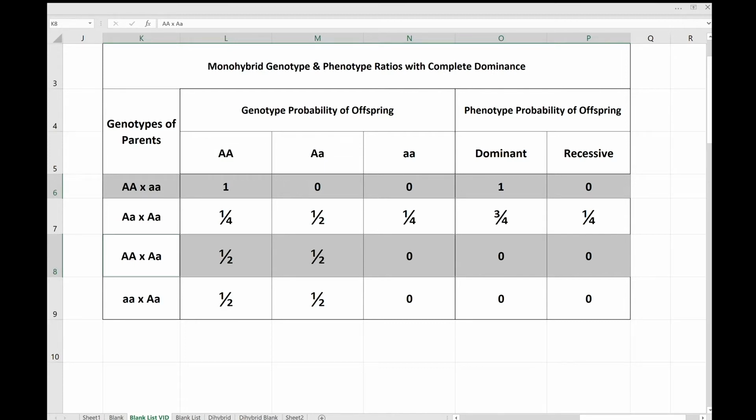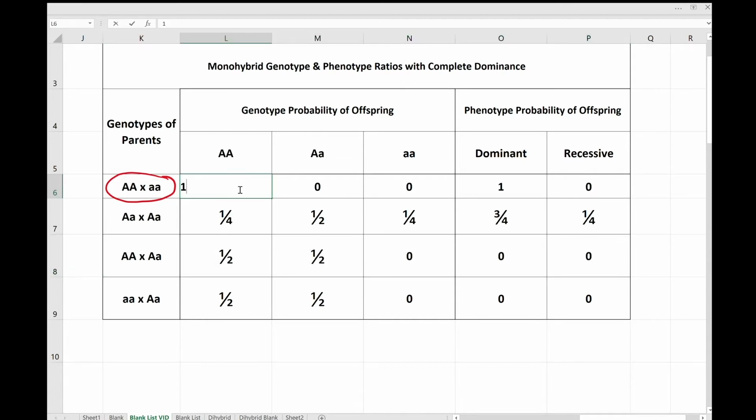So what I'm showing you here is when you cross two homozygous individuals, if you cross two individuals where one of them is homozygous dominant for a gene and one is homozygous recessive for a gene, all the offspring, that is incorrect, that is 1, all the offspring will be heterozygous. And all the offspring are going to be dominant.